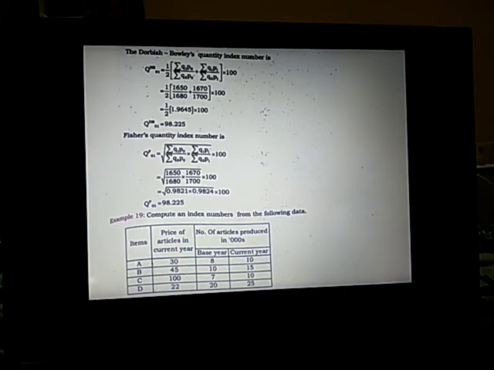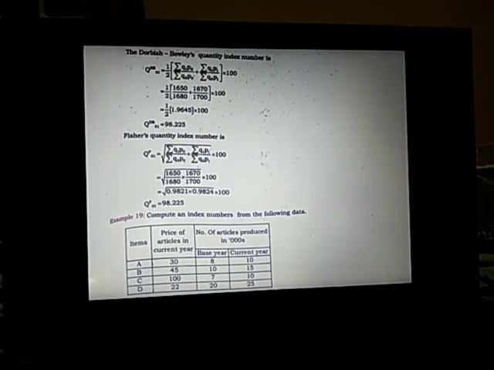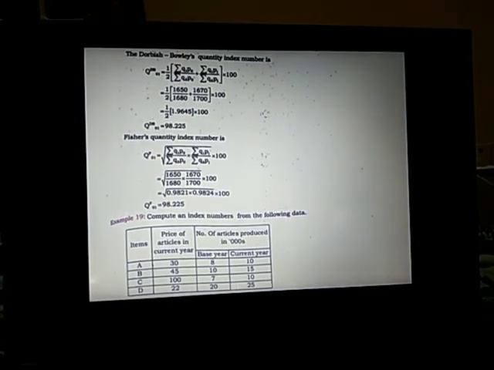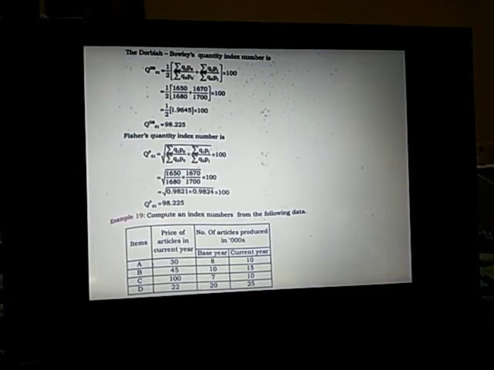Compute index numbers from the following data. The next example, in that the index number is not specified, like which index number to find, but we'll have to see the quantities given in the data and find out which formula to use. So items are given, prices of articles in the current year are given, and number of articles produced in thousands is given, for the base year and the current year.